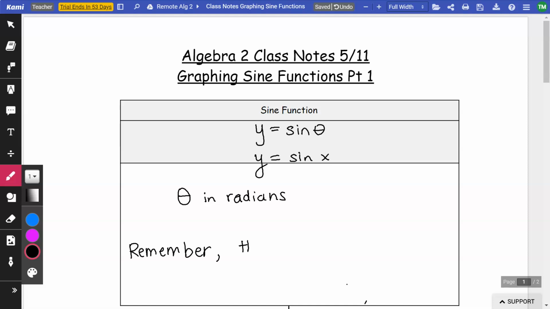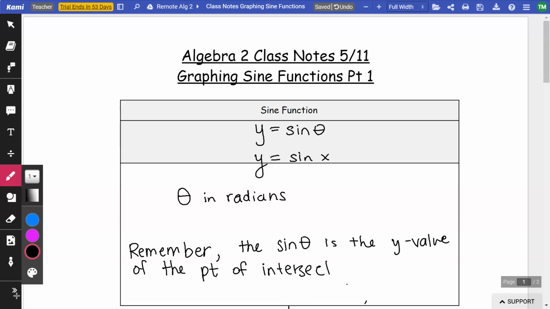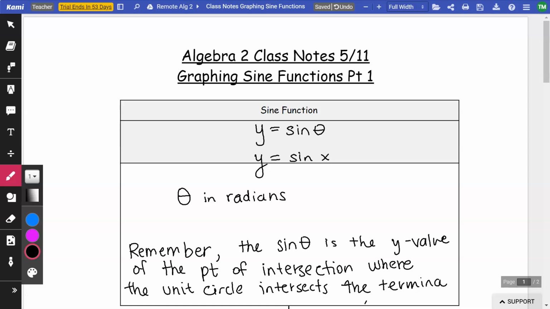So remember, the sine of the angle theta is the y value of the point of intersection where the unit circle intersects the terminal side of the angle theta.